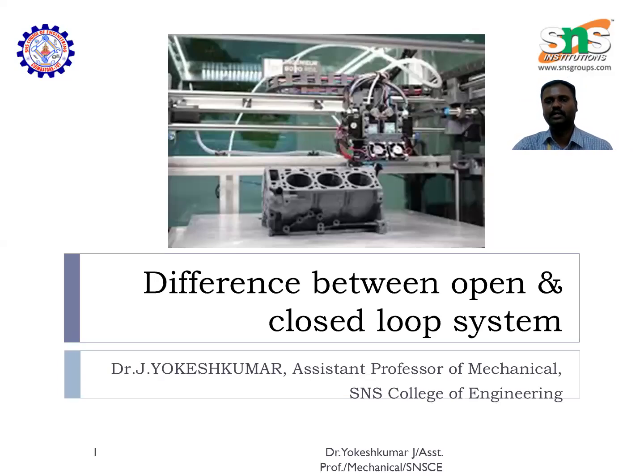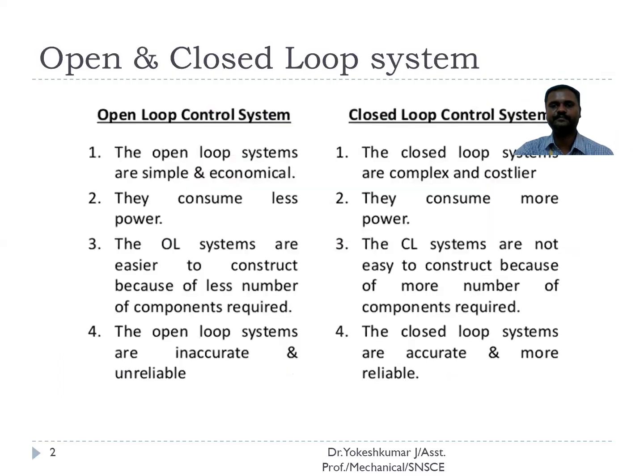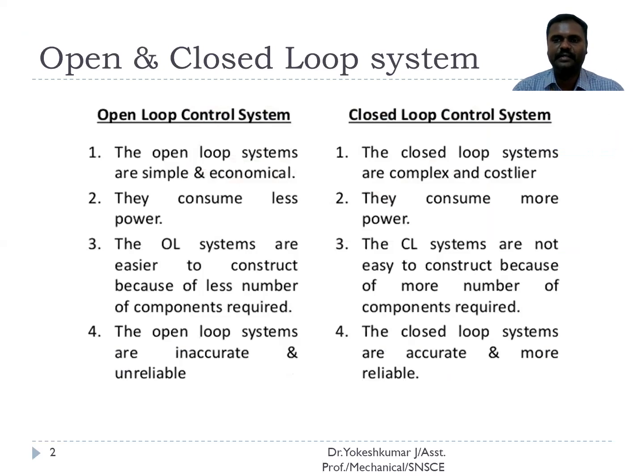So in this video, we are going to differentiate between open and closed loop control systems, and how each system shows its own differences. Here I have differentiated the open loop and closed loop control systems. The first difference is that open loop systems are very simple and economical, since we do not have any comparison element, so the system is not complicated or sophisticated.